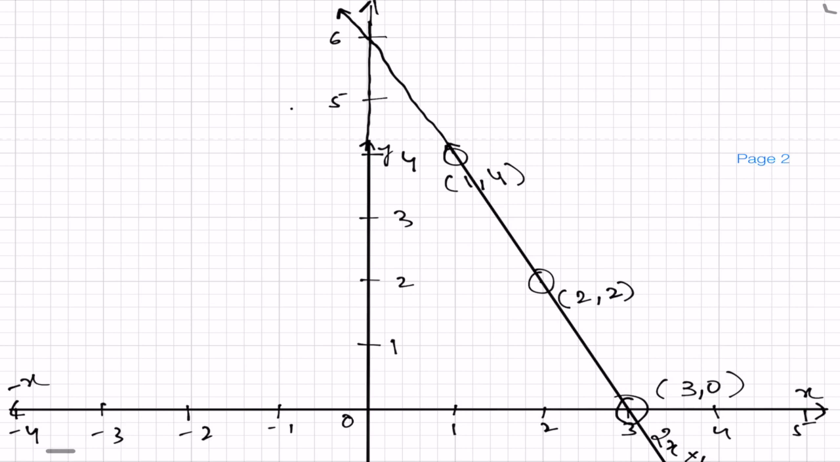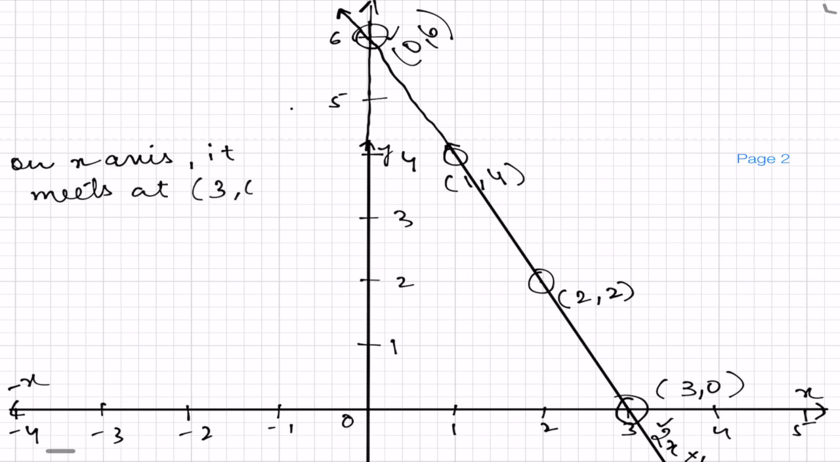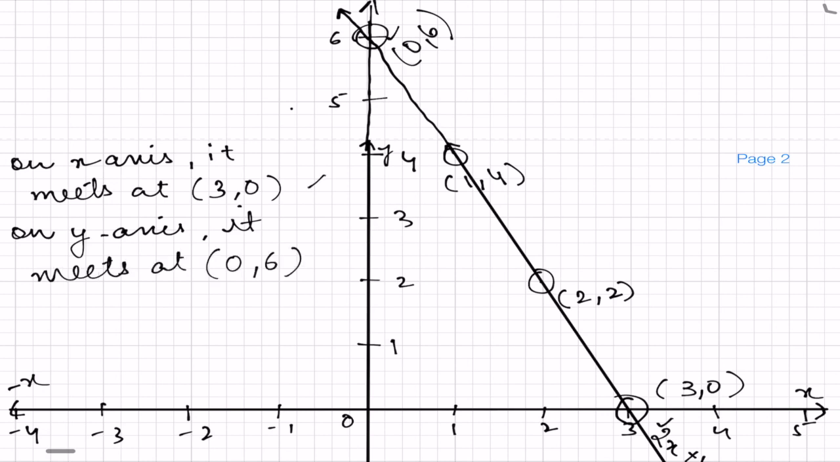So the second part of the question is: find the coordinates of the point where the graph meets the coordinate axis. So first point is 3, 0 where this line touches the x-axis, and on the y-axis this graph is meeting at the point 0, 6. So we have to give this answer separately, that on the x-axis it meets at 3, 0 and on the y-axis it meets at 0, 6. So these two answers you have to write down separately because the marks are separate for this part.